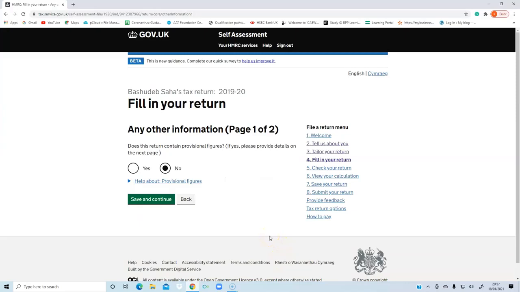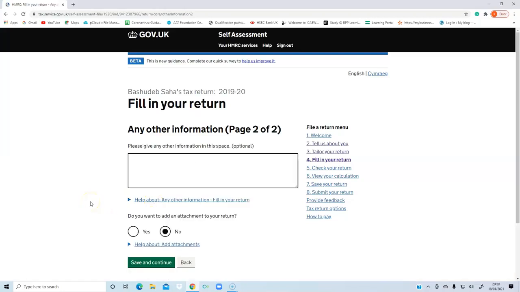Then we have, does this return contain a provisional figure? The answer is no. Provisional figure is like when you are not sure about how much a tax will be. It's an estimate. You say like my income will be estimated 10,000. But for us, we know exactly how much was income till 5th of April. So we write the accurate figure, how much we receive as income and how much is the expense. So we are not putting the provisional figure, we are writing the absolute, accurate figure. So for me, the answer is no.